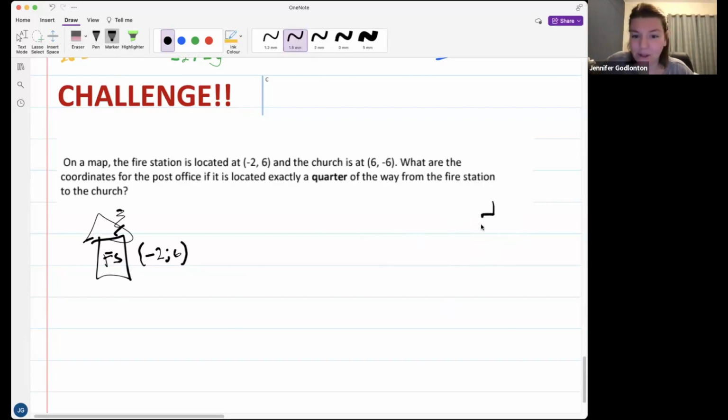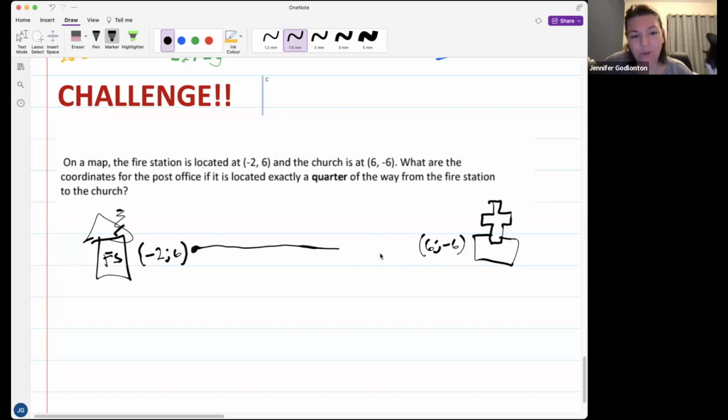Okay, here's my church. There we go. That's on a little building. Cool. Still looks like a hospital. That's fine. And my church coordinates are 6 and -6. Okay, so we have got these 2 points on a map.